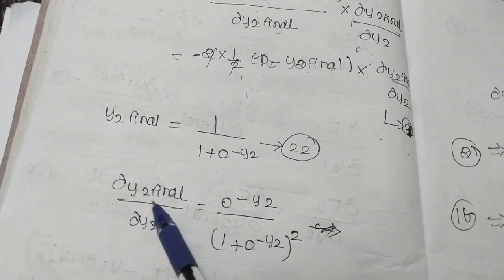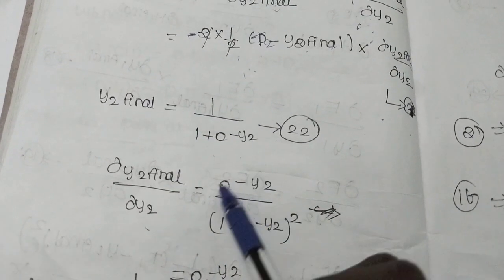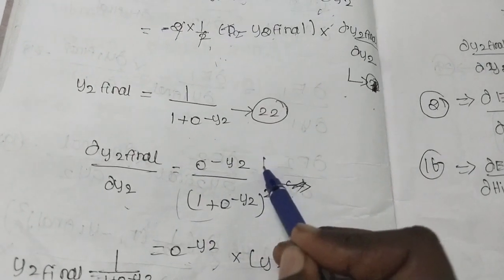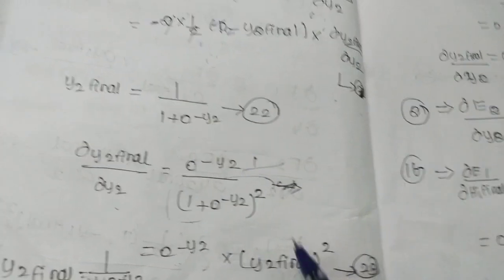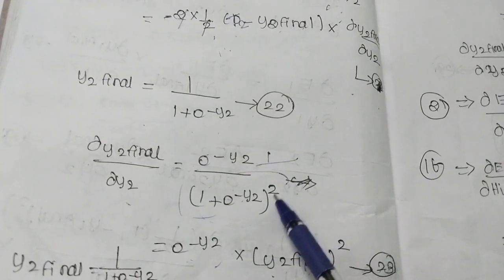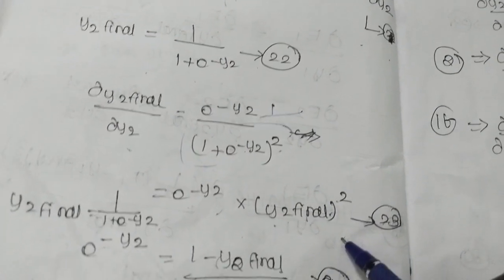This is ∂y2final divided by ∂y2. I am differentiating this equation. You get the same for this. I am rewriting this equation, that is e power minus y2. Here 1 by this is, okay, so this is the value for y2final, that is y2final the whole power 2. So this is equation number 23.